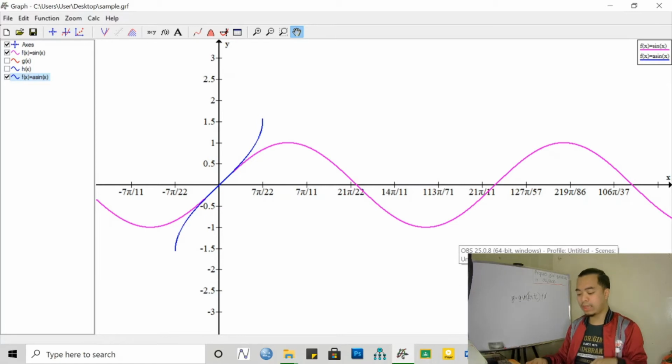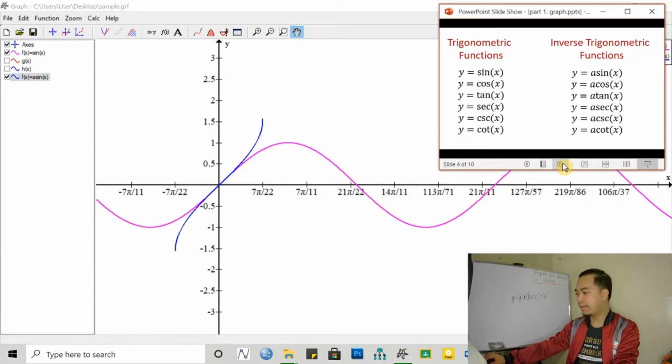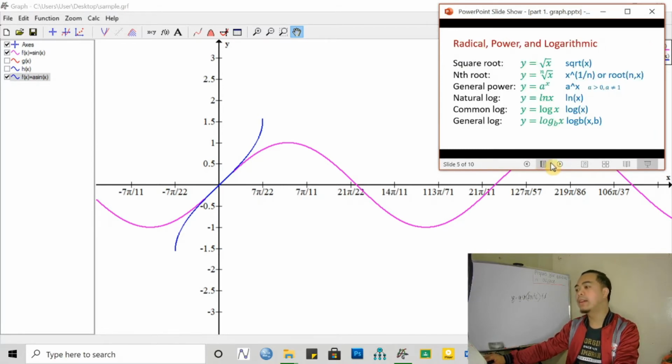What else can we graph here? There are other functions that we can graph. Let's check our task here. So aside from our trigonometric functions, we also have our radical function, the power function, and the logarithmic function. So let's just have a review on our radical functions.